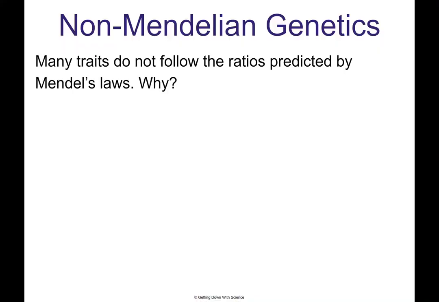So we've been looking at Mendelian genetics, where basically we have dominant and recessive, but we found that many of the traits don't actually follow the ratios that were predicted by Mendel's laws. And so the question comes up, well, why don't they fit? He did all that research and this is what he found. The reality is he just looked at a small portion of everything that makes up genetics.